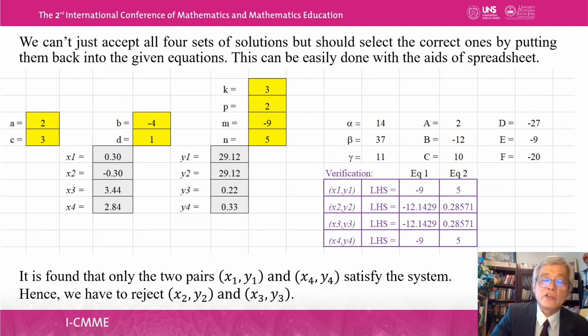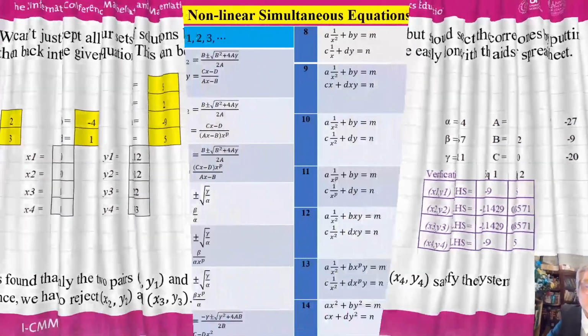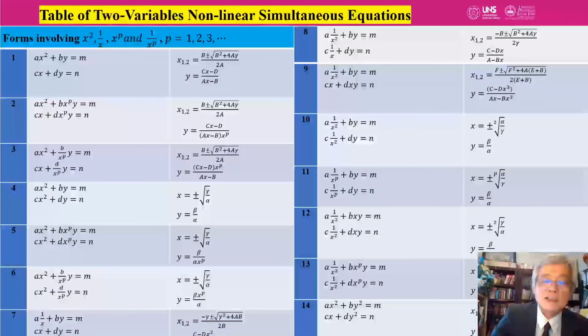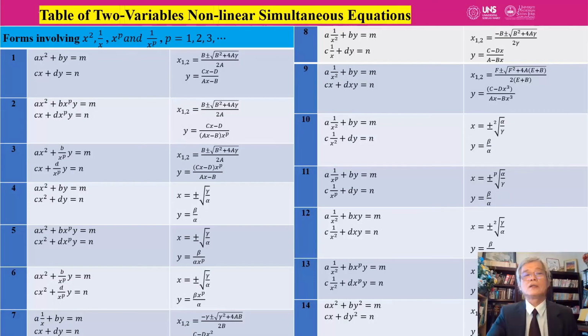I have derived 65 formulas and I arranged them into a table that I call the table of two variables nonlinear simultaneous equations. The left column is the general form and the right column is the corresponding solution in closed form. The first form here involves x squared, 1 over x, x power p, and 1 over x power p, and I have 14 formulas.